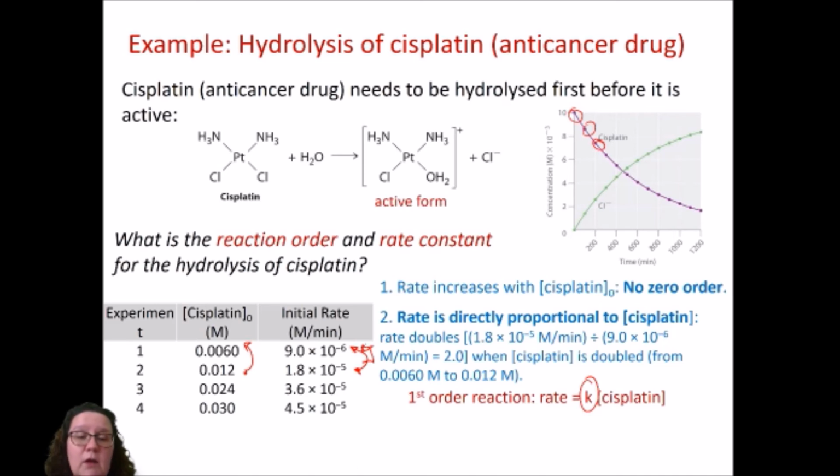Well, for that, I will just pick one of the points in the experiment. In this case, I've chosen experiment 3. I would pick that rate divided by the initial concentration of cisplatin for that particular experiment, and that would give me k for this reaction.